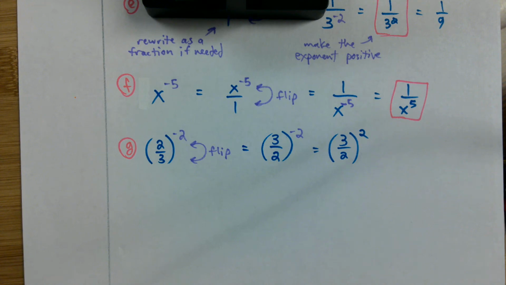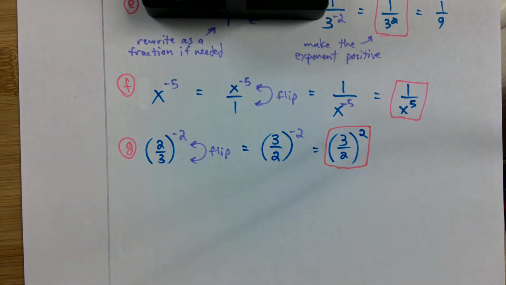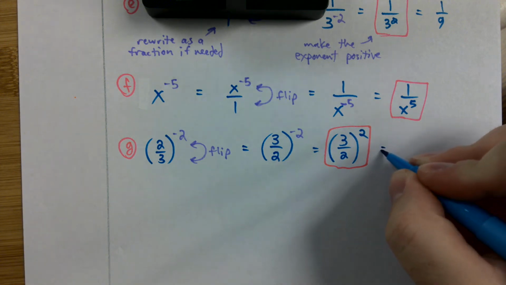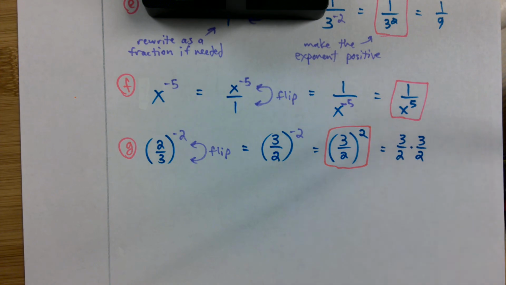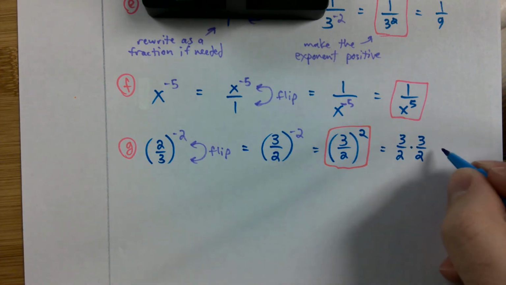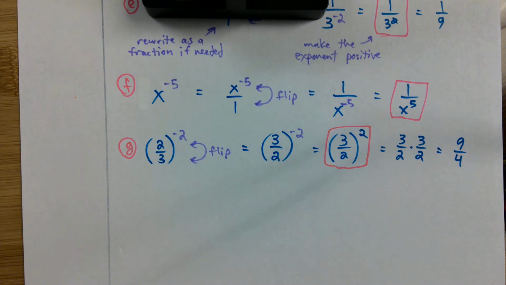So you can go ahead for right now, leave your answer like this. However, if you think back to our warm-up, this is the same as 3 over 2 times 3 over 2, which is equal to 9 over 4. Exactly.